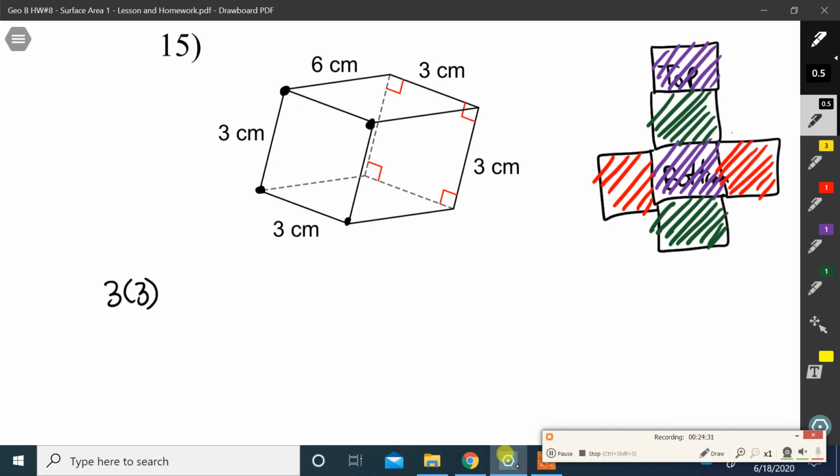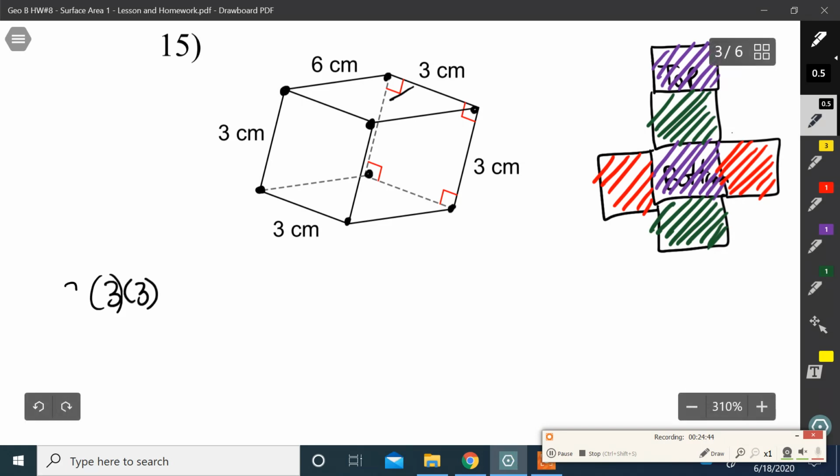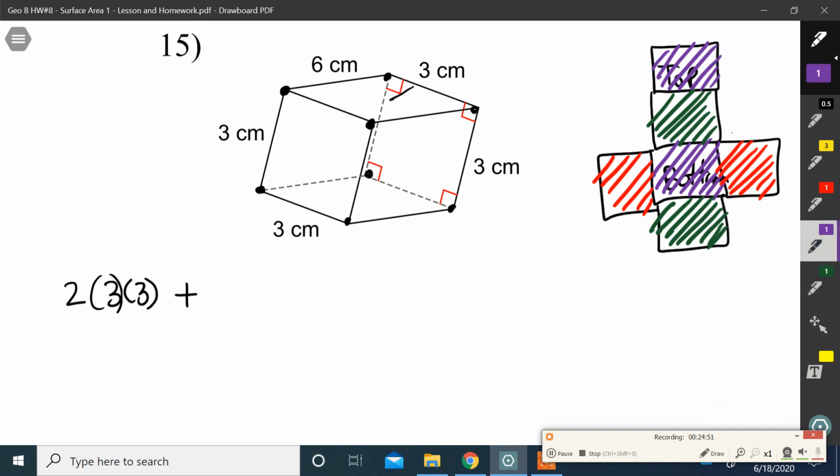Notice that I have 1 on front and 1 on the back here. This one, this one, this one, and this one. So the 1 on front and the 1 on the back are the same. So we multiply that times 2. Okay, so we are done with that. Let's do the ones on the side. We have this, this, this, and this right here. And then we also have the ones on the back of the sides there.